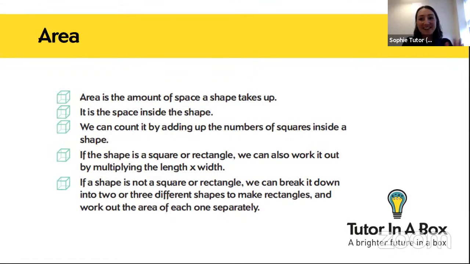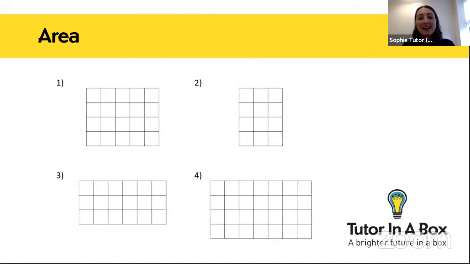So I said it was going to be an interactive session, and it is. First things first, I want you to have a go at working out the area of these shapes. There are 4 shapes. They're all fairly nice shapes, squares or rectangles. And as always, pop your answers in the chat. You can write them down, depending where you're doing this.